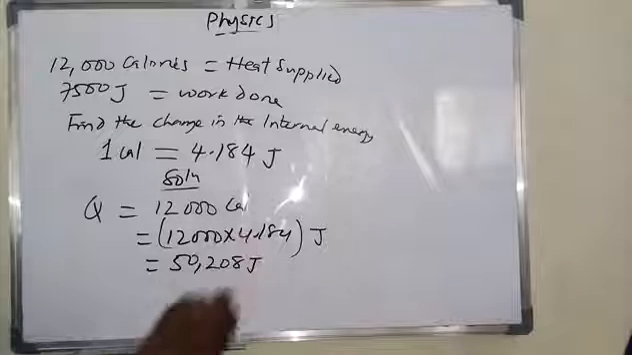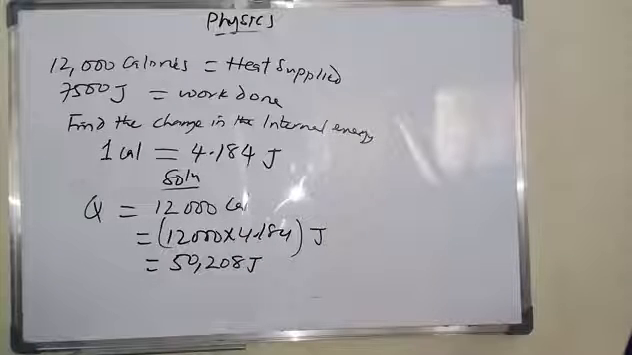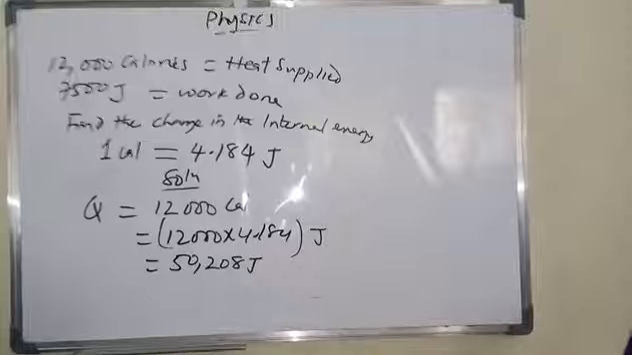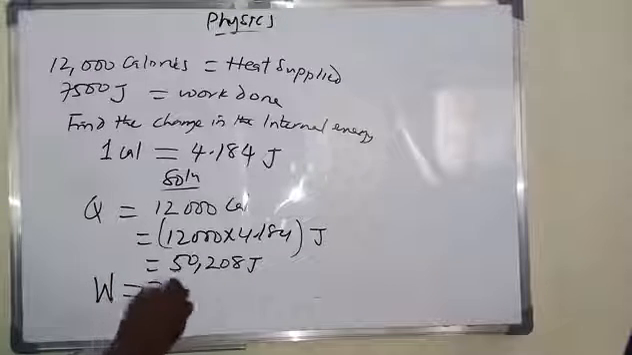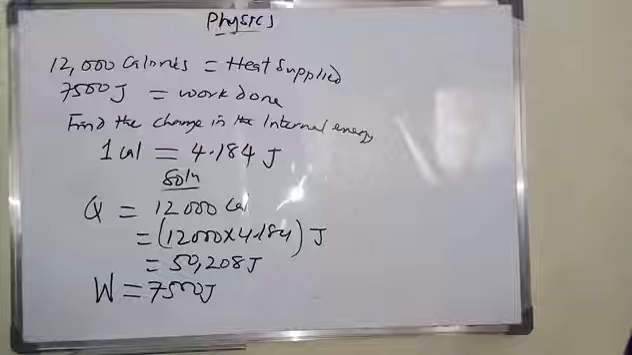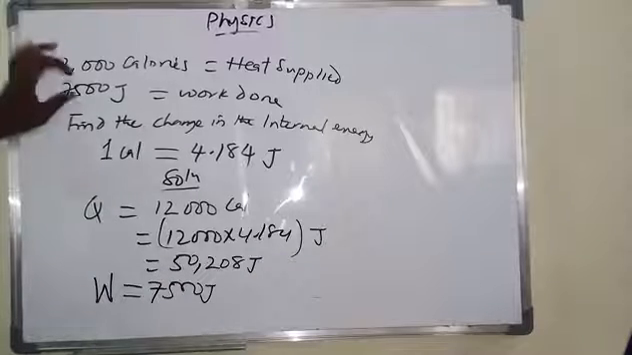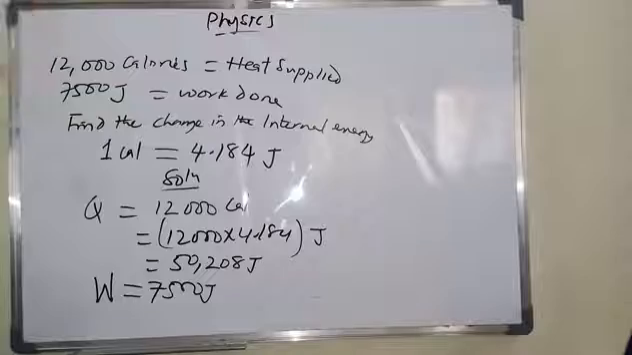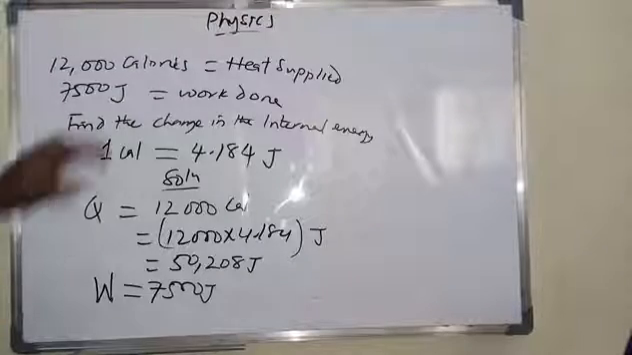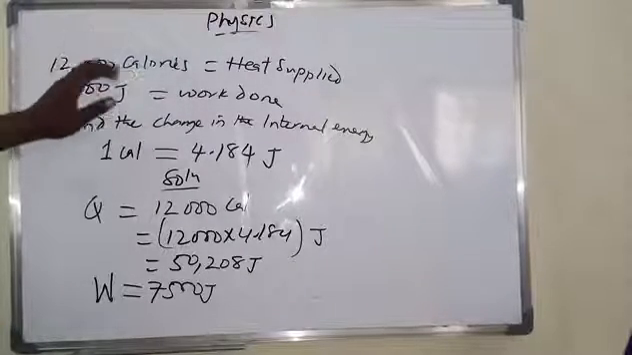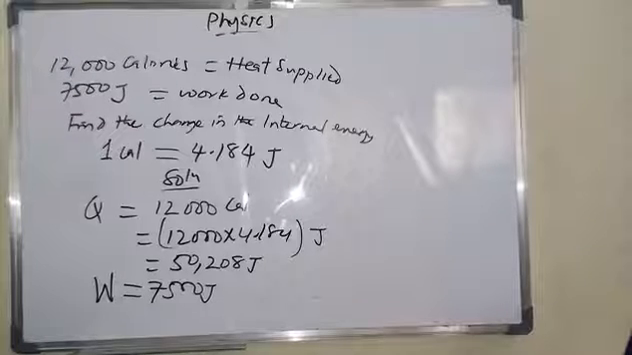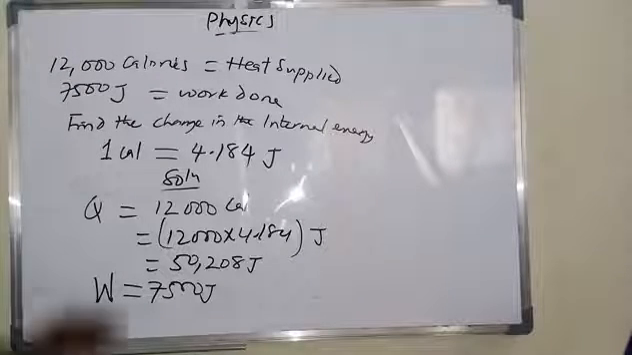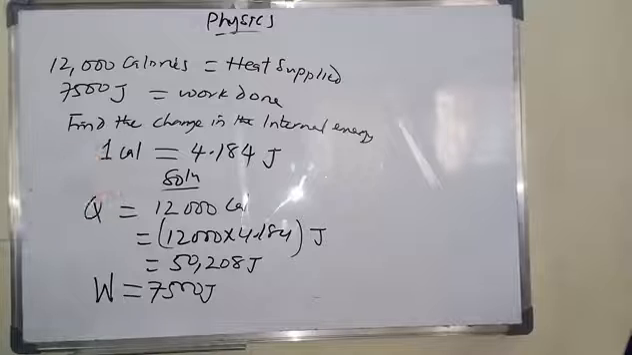5208 joule. So this is the quantity of heat supplied to the system, and it does a work W equals 75000 joule. So why we need to do the conversion is because work is given in joule. There must be unit consistency. So we can't be using calorie here while we are using joule here. So we must either convert both to calories or we work with joule. So that is the essence of this conversion factor.